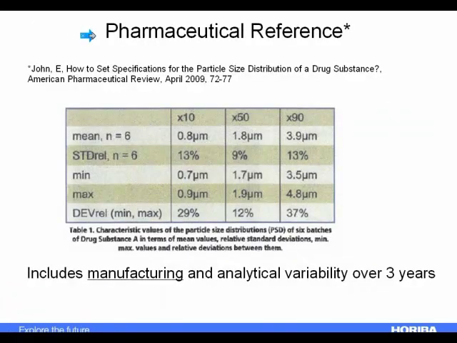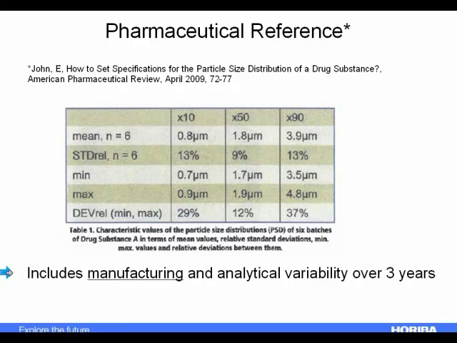If you'd like to see what has been published in the literature on setting specifications, I'll point out this article published in American Pharmaceutical Review a year ago. This shows 6 different batches of this active ingredient, with specifications on the D10, D50, D90. When you look at the relative standard deviation, it looks a bit large, but as I read the text, I was reminded this not only has to do with instrumental differences or errors from the laboratory, but also the variability in the manufacturing.